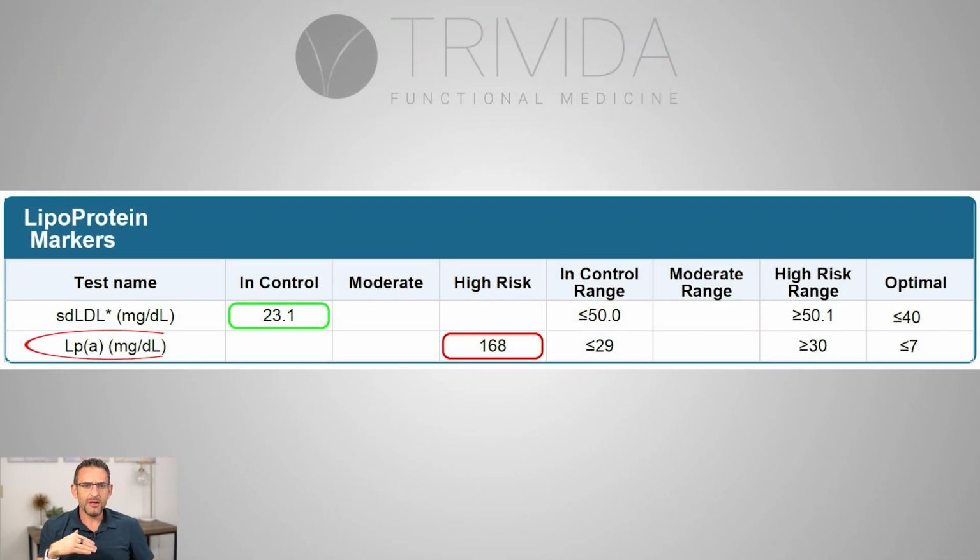Lp(a). Lp(a) is a genetic marker of how much cholesterol you're producing from your liver. You'll see in this example, they're at 168. I'd like to see this number below 7. So this is extreme. This person has genetically very high production of cholesterol, which makes her more at risk for having a heart attack and a stroke, but also makes it a lot harder for her to control her cholesterol with diet, exercise, and potentially supplements alone.